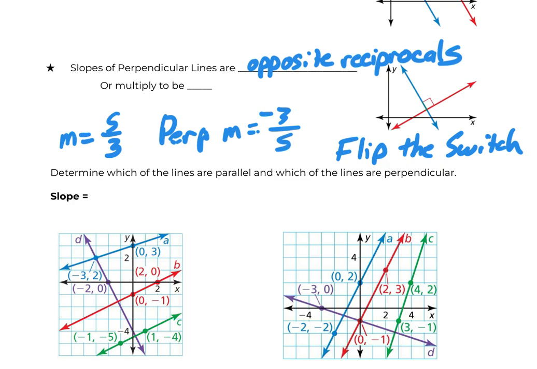Okay, so flip the switch is just a quick and easy way that I can remember to do it. Okay, flip it tells us to flip it over. Switch means switch the sign. So if you can remember that little quick thing.